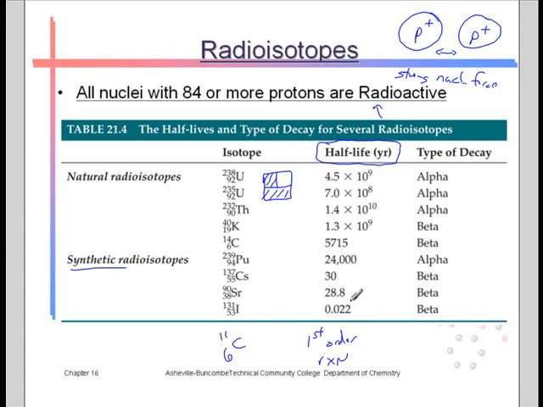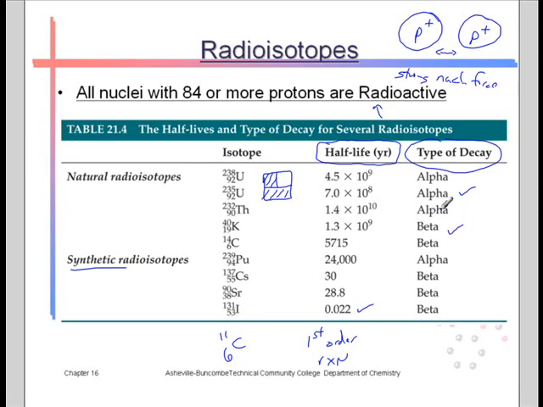You can see that some of them are very short, actually. So, the thing I want to talk about in this particular presentation is more along the lines of the stability of the radioisotopes and the type of decay that you're going to see. So what are these, alpha and beta? What does that mean? Well, let's look at that here in a minute.